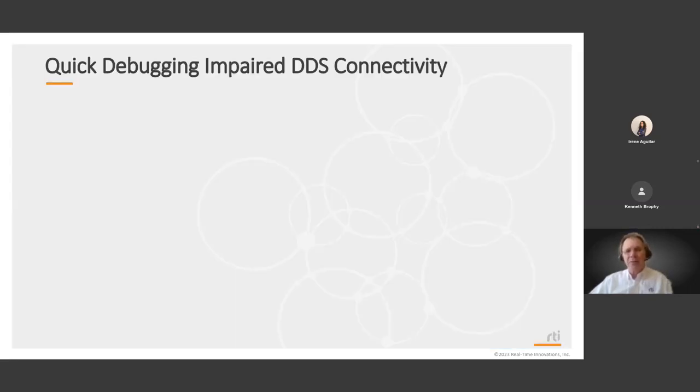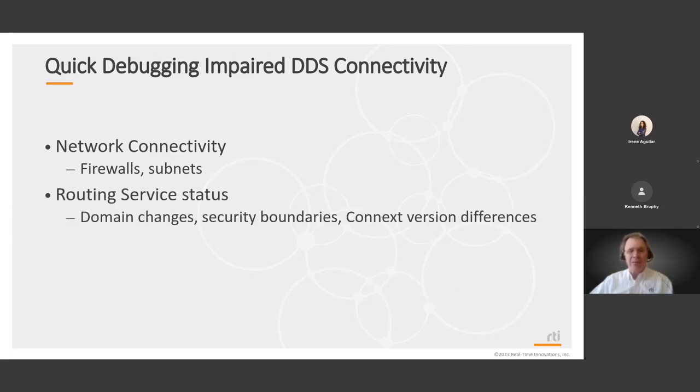So let's take a look at those tools, and I'll spend a lot of time on Admin Console because it's exceptionally powerful in terms of debugging. So if you have network issues, firewalls and subnets, you're not going to be able to get discovery to occur, have nodes appear within the DDS system. You can use Admin Console to look at that, as are the other tools.